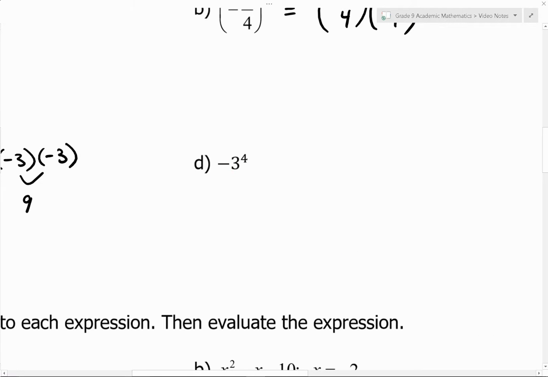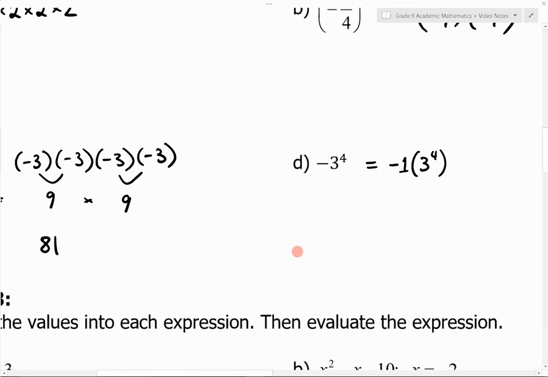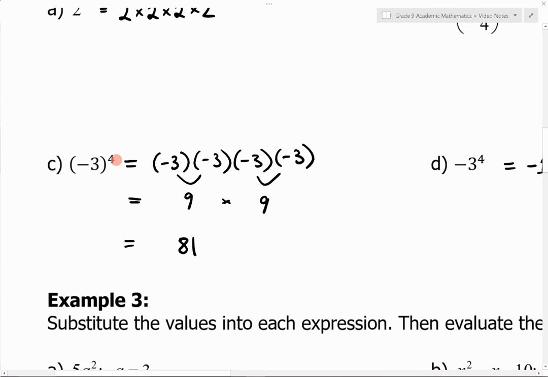What it means is, it's as if I'm taking negative 1, for example, then multiplying it with 3 to the power of 4. Okay, that's what it means. So the exponent only operates, I like to use that word operates, it only operates on the base it's attached to. So it's attached to the 3. Whereas in the previous example, the exponent was attached to, or operates on, this entire bracket, negative 3.